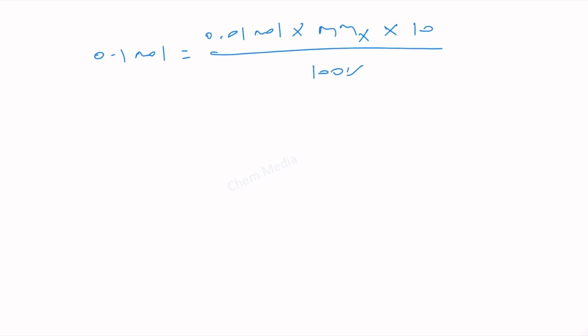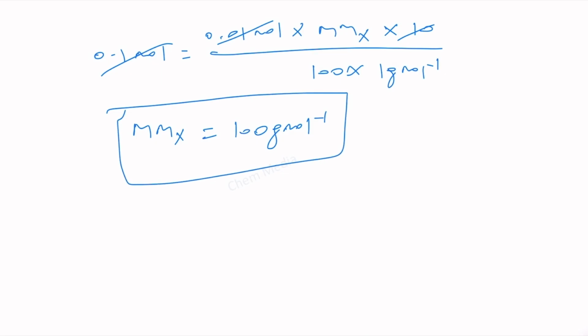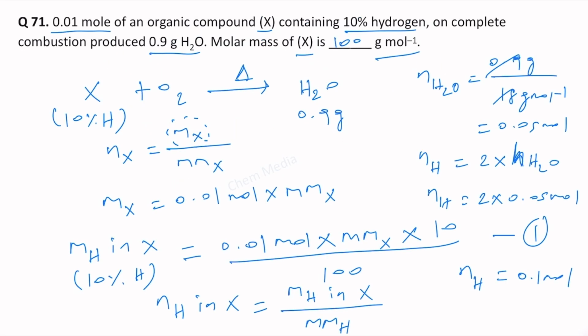Therefore, 0.1 mole is equal to 0.01 mole times molar mass of X times 10 by 100 times 1 gram per mole. So this 0.01 times 10 by 100 will become 0.1 mole. So we can cancel that. So this means molar mass of X is equal to 100 gram per mole. That's the correct answer. Therefore, the correct answer here is 100.